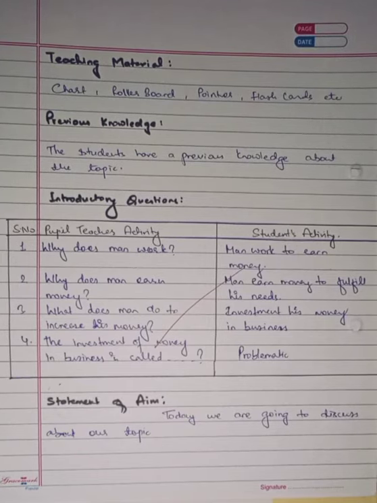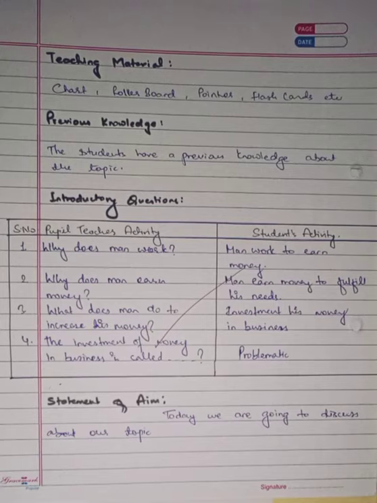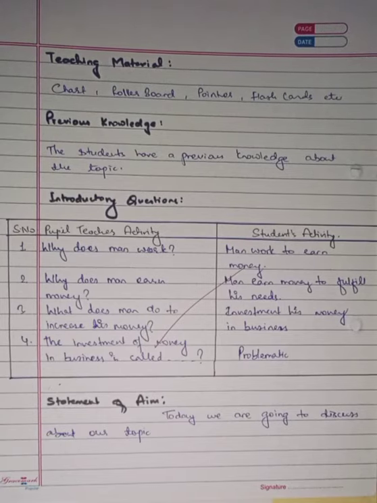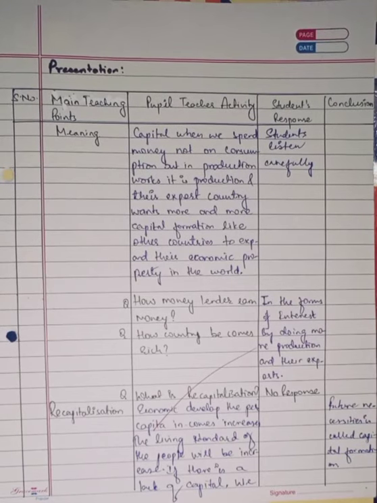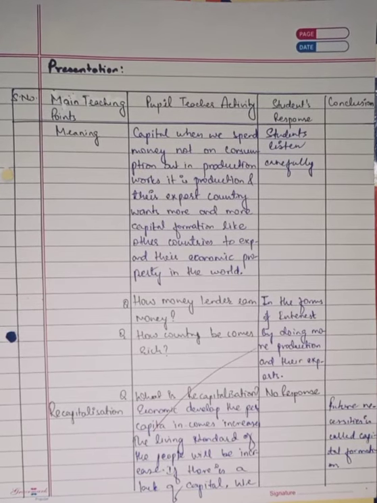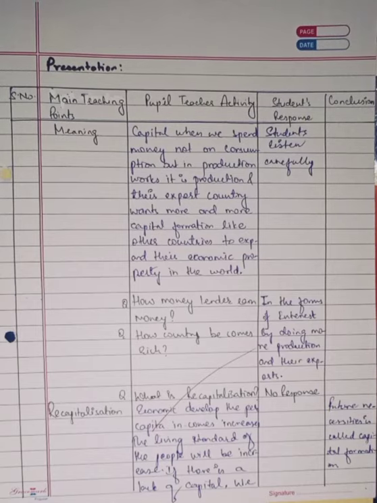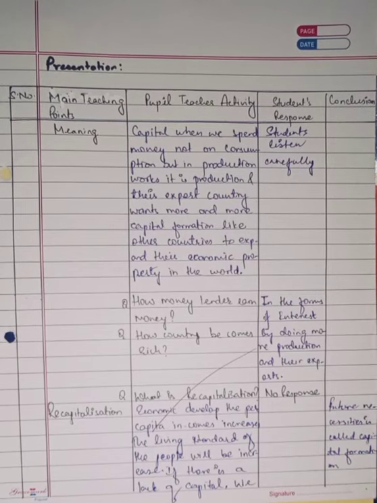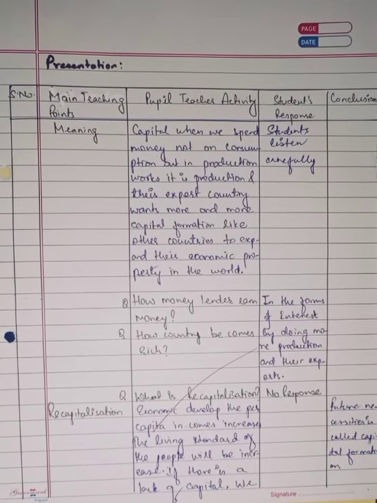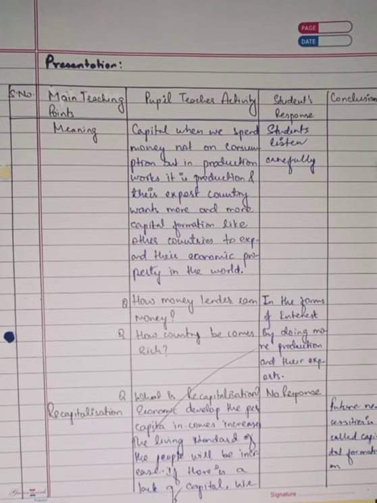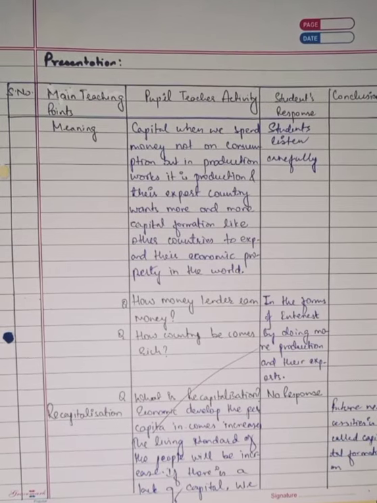Then the next heading is the statement of aim. In the statement of aim we have to write: today we are going to discuss our topic, the topic is capital. After that the next heading is presentation. We have to present the topic in detail, or in the explanation method. There are some columns like serial number, main teaching points, teacher activity, students' response, and conclusion. So we have to start with the meaning.